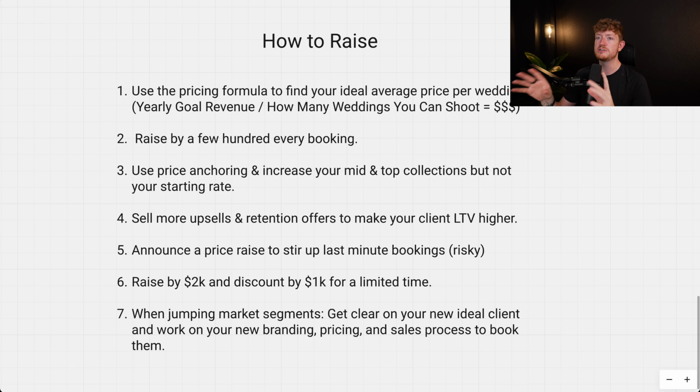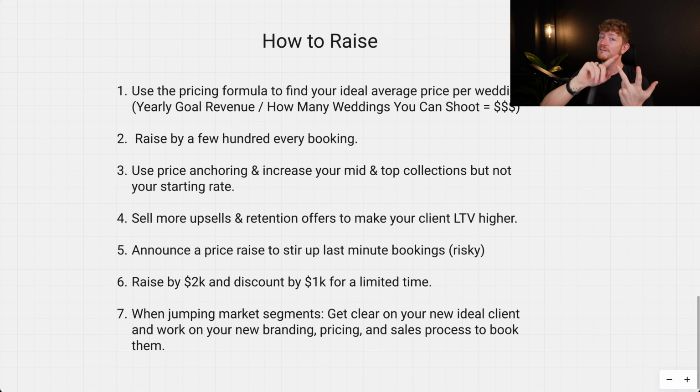So let's actually use a better example. Let's say your starting rate was 3K, your mid-tier collection was 4K, and your top-tier collection was 6K. You want to keep your 3K starting rate, but now instead of charging 4K for your mid, you charge 5K for your mid. But you keep your 3K starting rate, and if you're showing it on your site, nothing changes. Pretty great. So 3K, 5K, and then 10K.